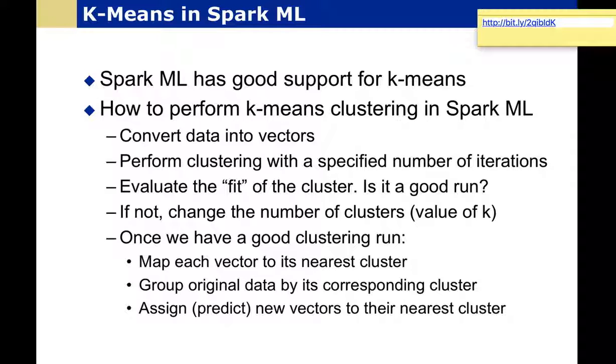If not, we're going to specify the number of clusters. The K in K-means means how many clusters we're expecting to see in our data. Often we don't necessarily know how many clusters we expect to see, so we would specify a range of values of K to try and evaluate our results. Once we feel like we have a good clustering run, we would then map each of our vectors to its nearest cluster, and then we can group our original data by its corresponding cluster. Then any new data that comes in, we can assign or predict those vectors to their nearest cluster.